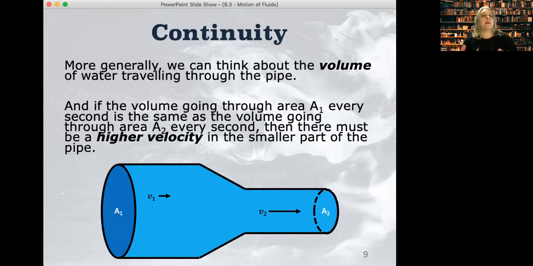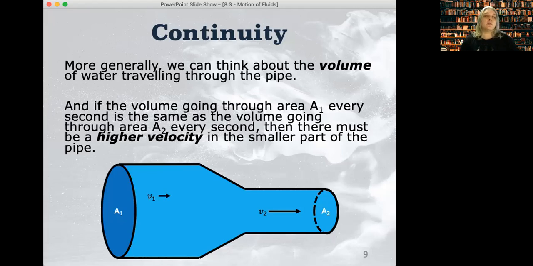Remember we said that our ideal fluid model has incompressible liquids or incompressible fluids. So if we're not compressing it and we add 1 extra litre in, then that means that a litre must come out the other end as well. Otherwise, we'd have too much liquid in our volume, in our pipe.